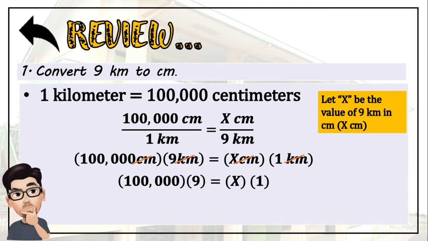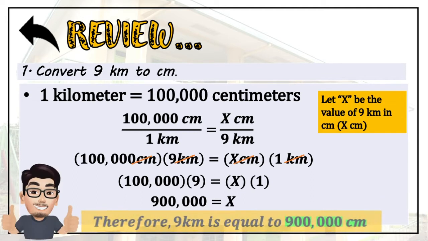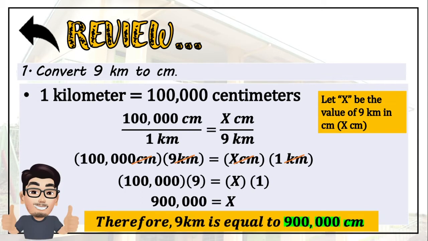Okay, so after that, we will arrive at this: 100,000 times 9 equals x times 1, and our final answer will be x equals 900,000. So therefore, 9 kilometers is equal to 900,000 centimeters. Good job, everyone. So let's now proceed on the next example.